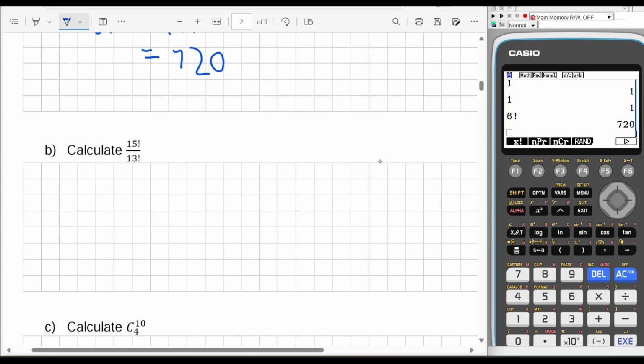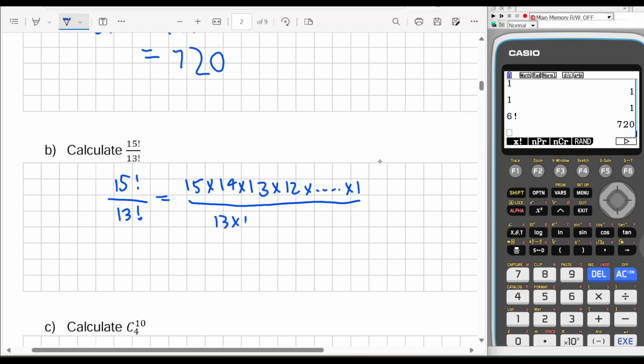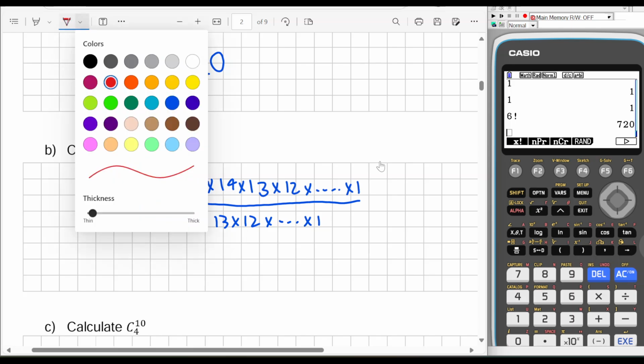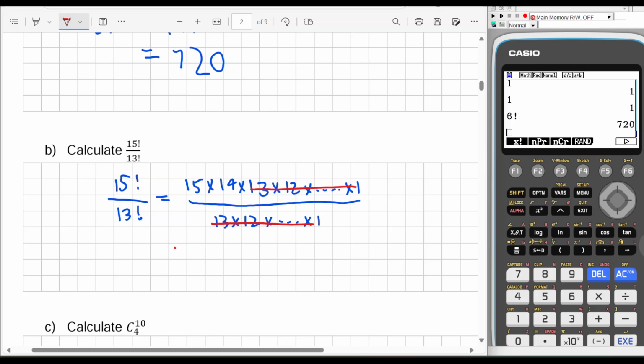Now, by hand, this one, 15 factorial over 13 factorial, looks horrible, isn't too bad. So this is 15 times 14 times 13 times 12 times, and then all the way down to 1. And this is all over 13 times 12 all the way down to 1. Okay, so with this one here, you're going to cross off the 13 down to 1 on the top and the bottom, because they sort of cancel, and you're left with 15 times 14, which is whatever that is. Again, can't do that one in my head. 15 times 14 is 210, and that's the answer.